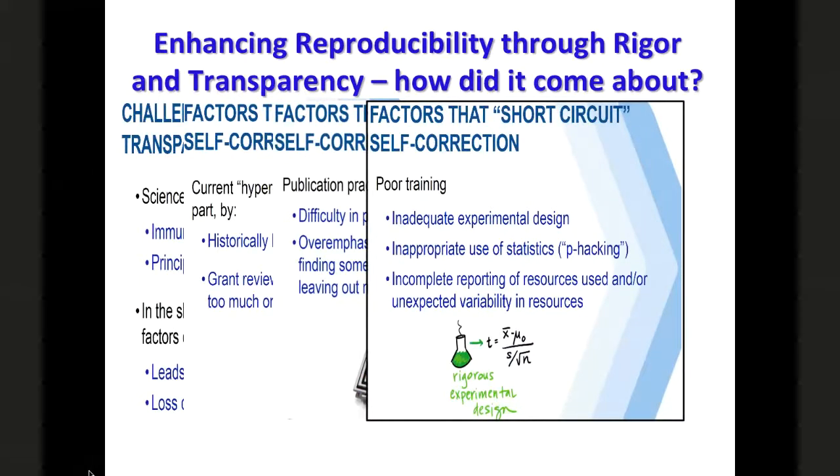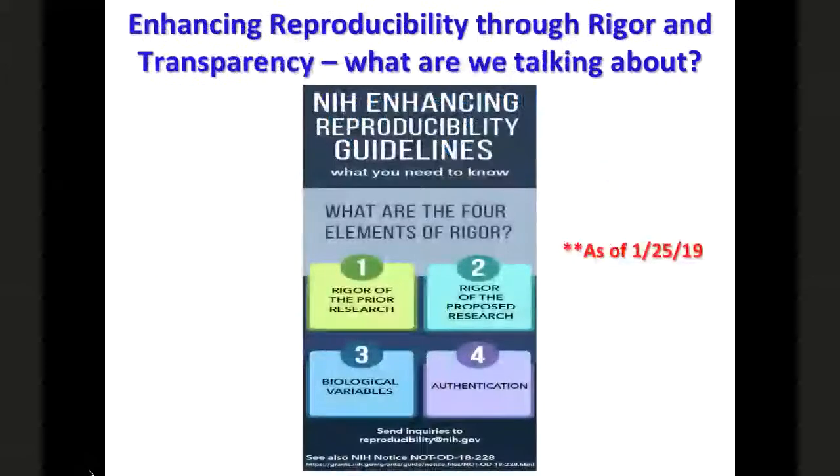And then this is kind of the resources and or unexpected variability. I'm going to touch on this in just a minute and tell you a little bit more about that. All right, so finally, what are we talking about? What are these new guidelines, these new policies and procedures? This came out in January of this year. It had to be incorporated in every grant, I think, starting, I can't imagine it would have been February 5, which is the first grant deadline of the year, because it came out on the 25th. So I'm guessing it was going to be for the June deadline, when you had to start putting this stuff in.